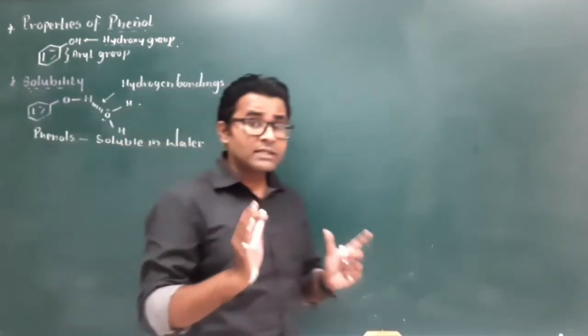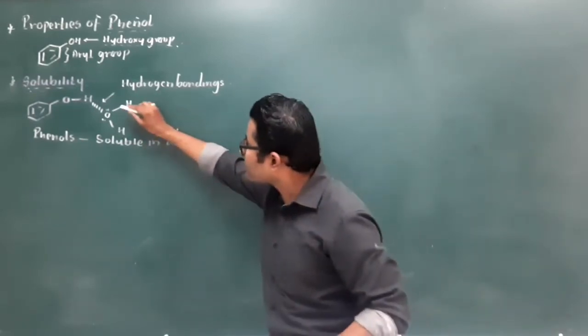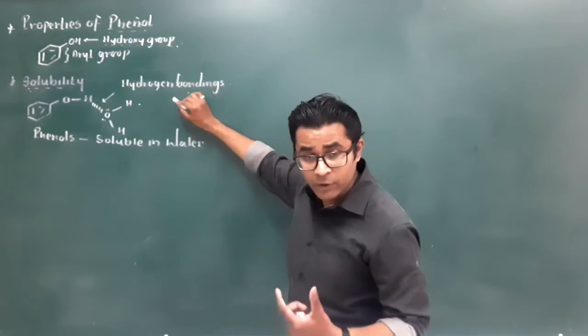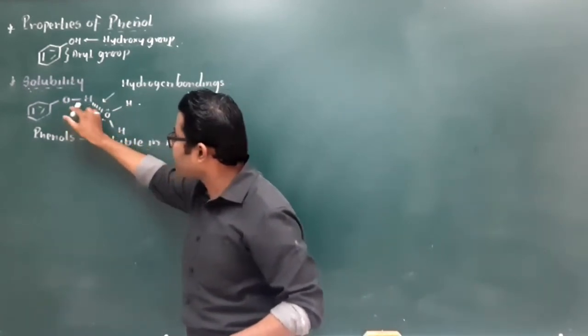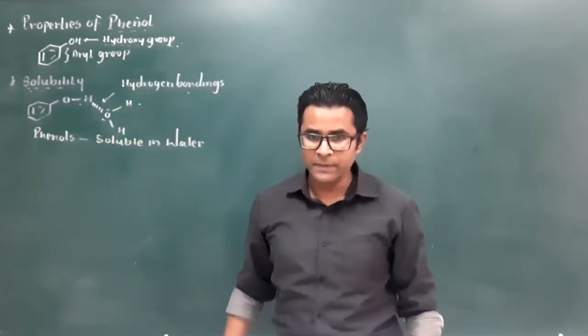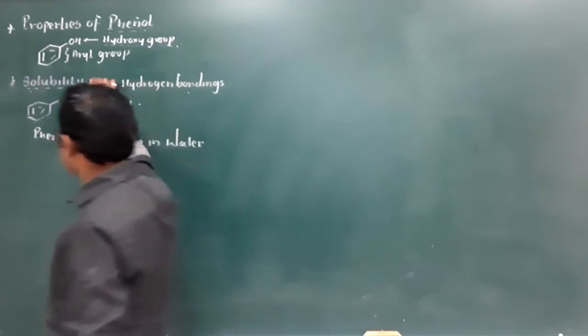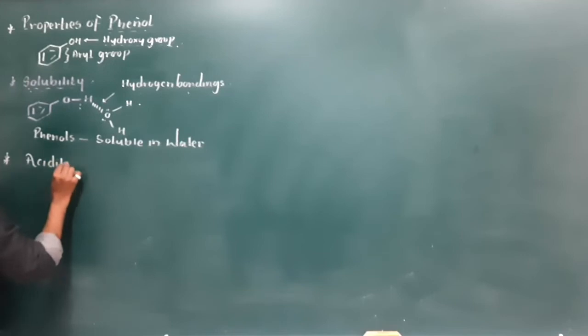So when we take a look at solubility as a property, it is all because of the presence of hydrogen bonding. Now the hydrogen bonding comes because of the polarity that is generated between the oxygen and the hydrogen there. Correct. So this is the first property, as far as solubility is concerned. The second property is with respect to the acidity.